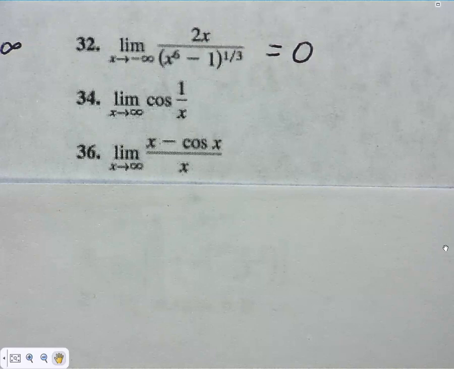What do you think the limit on number 34 is? Pi? It wouldn't make sense to say pi n because n stands for any integer, and so you're saying the limit is 1 pi and 2 pi and 3 pi and 4 pi. The limit can't be all of those different things. Either the limit exists or it doesn't exist.